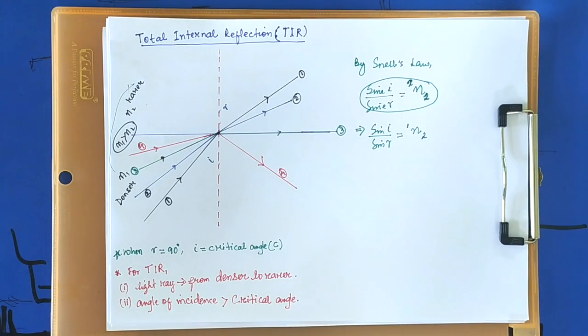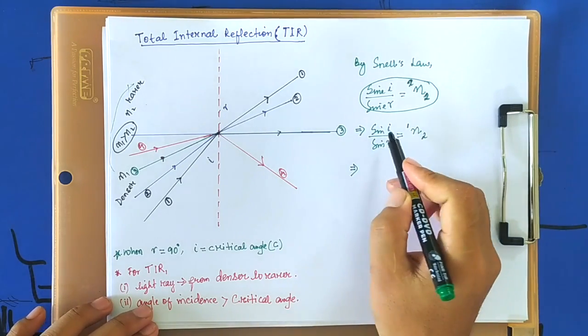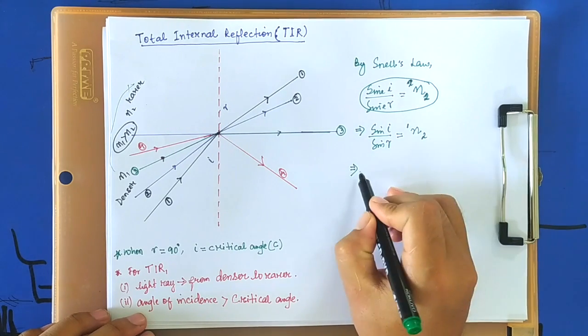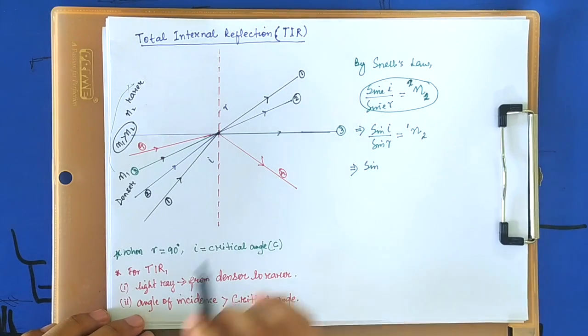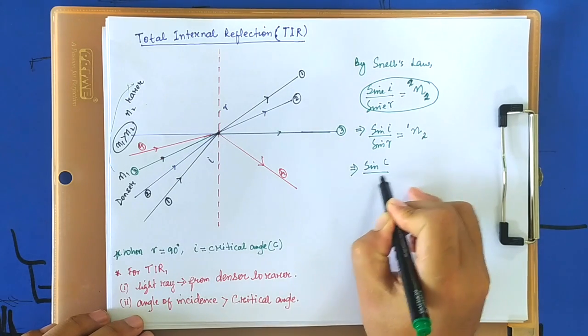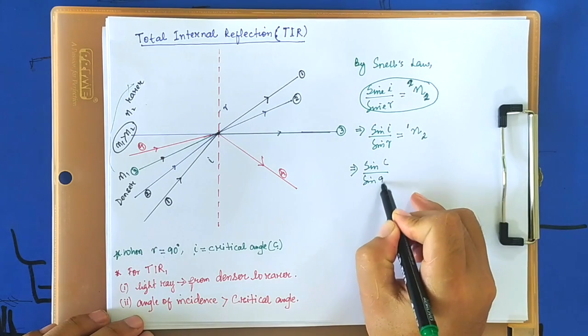Sin of the critical angle: the angle of incidence is C, and r is 90 degrees.